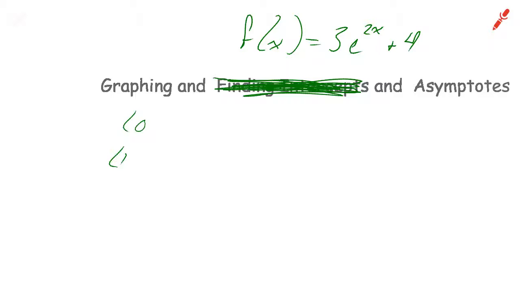Okay? So if we're going to graph this, you would plug 0 in for x, and you get 3 times e to the 0 plus 4. e to the 0 is 1, times 3 is 3, plus 4 is 7. So when x equals 0, y equals 7. Now we take a look and we say, well, what happens when x equals 1? Well, when x equals 1, you have 3e squared plus 4.